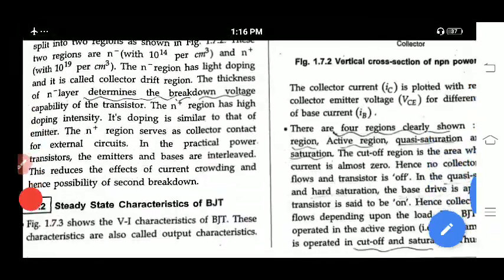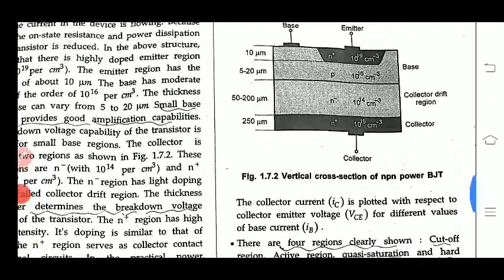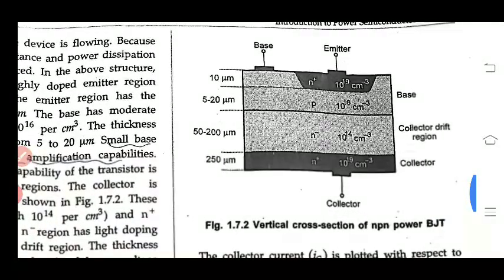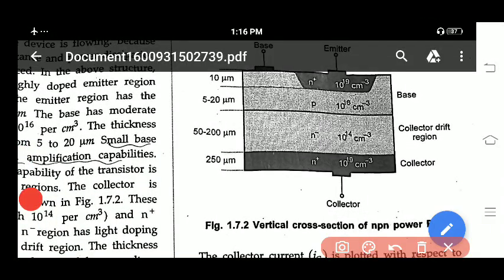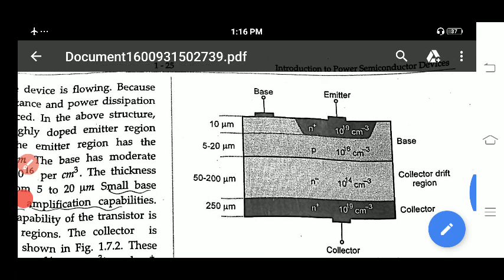And in this section we will see the vertical cross section of an NPN BJT. In this vertical cross section we can observe that the emitter is made up of N plus region, having a concentration of 10^19 per centimeter cube, and width is 10 micrometer. And if you consider the base, it is made up of P type with a doping concentration of 10^16 per centimeter cube, and its width is 5 to 20 micrometer.